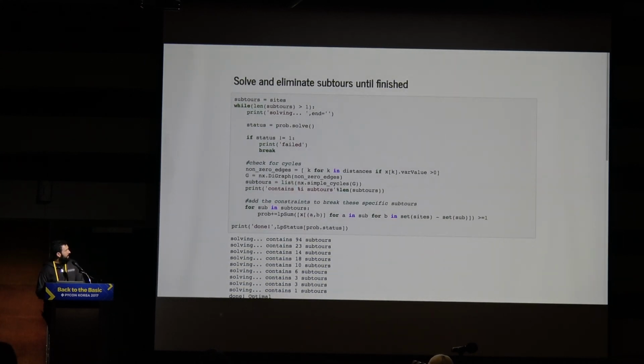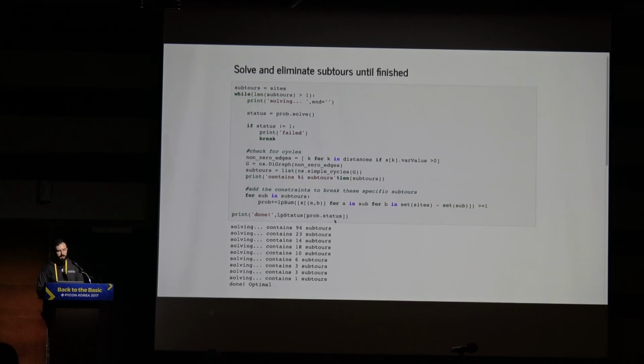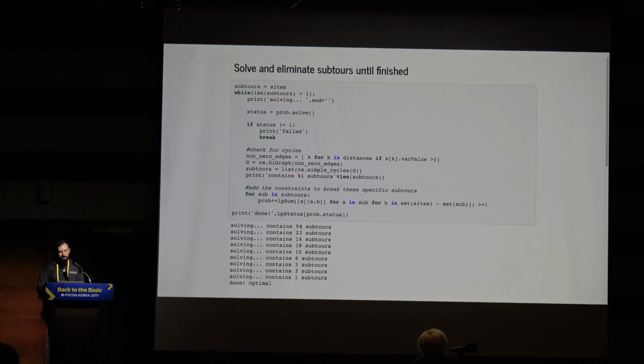We check if there are any subtours. And I'm kind of cheating. I'm using networkx just to see if there are any cycles. And if I do find a subtour, then I write that other constraint that gets rid of it, and then I just try to solve it again. So if you run this, the first time it finds 94 subtours, then 23, until you get one subtour. And one subtour would mean the whole thing is connected, so you're done. And this was 200 sites on a MacBook Air, and it runs in under 5 minutes. So I think that's pretty good.